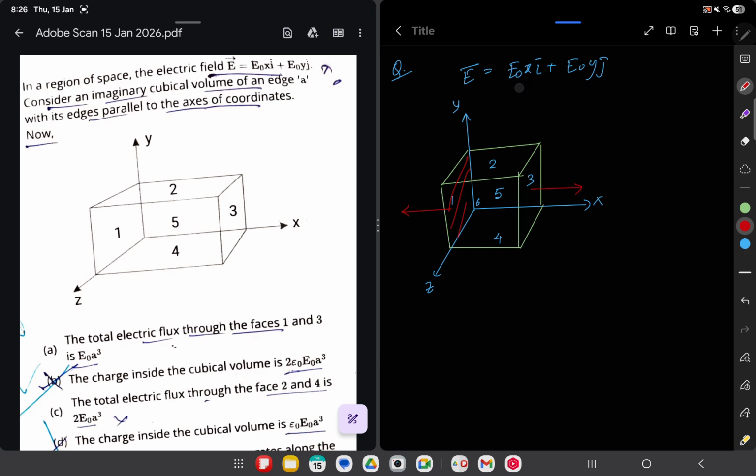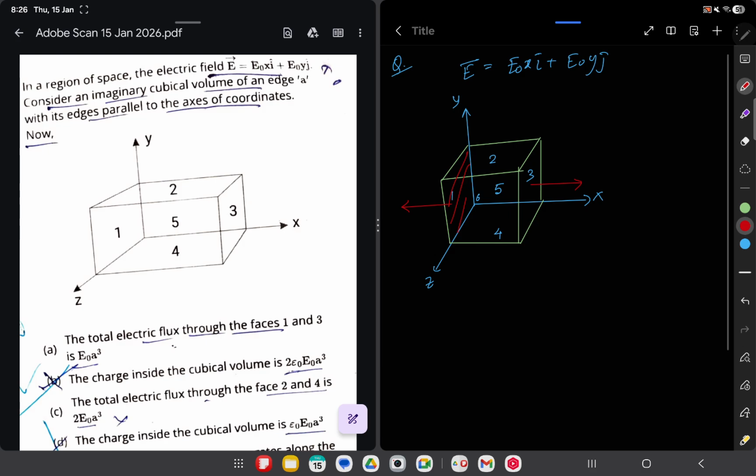So for E naught x i cap, this is the area vector. Now in E naught x, the value of x is 0, so the electric field is 0 at this face, and the flux will be 0. For the other face, it is E naught x i cap, and the value of x is a, so E naught a i cap, and the area vector is a square i cap, so that is E naught a cube.